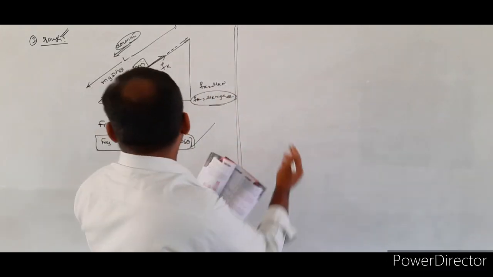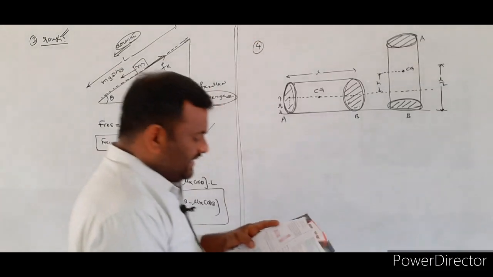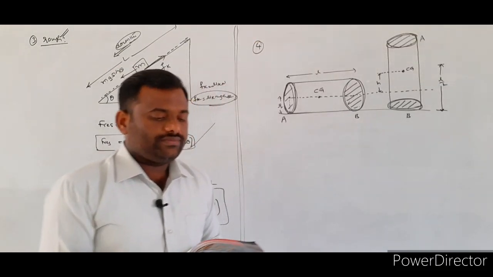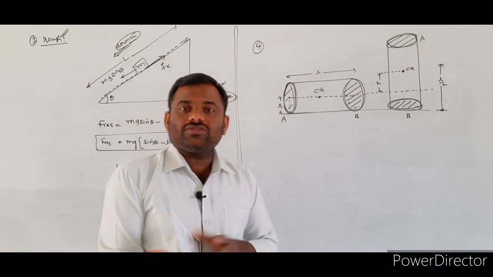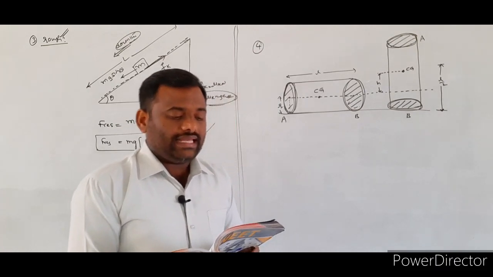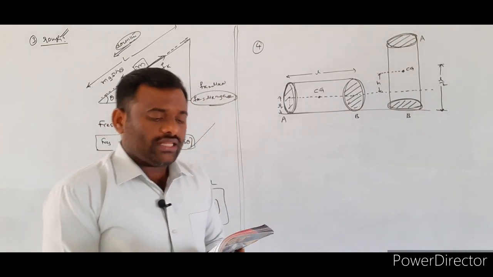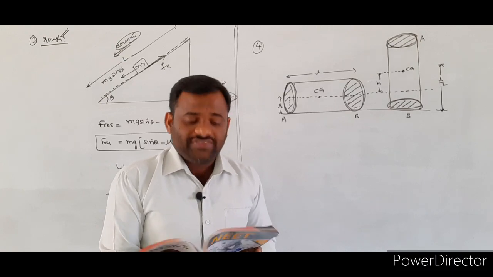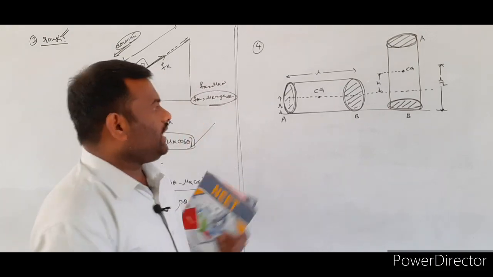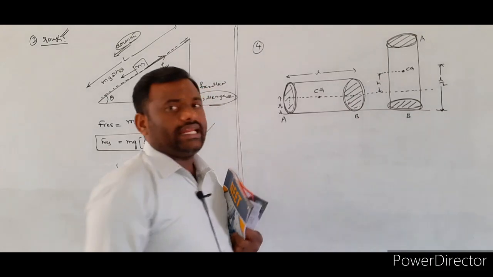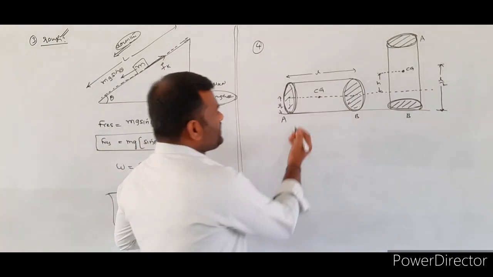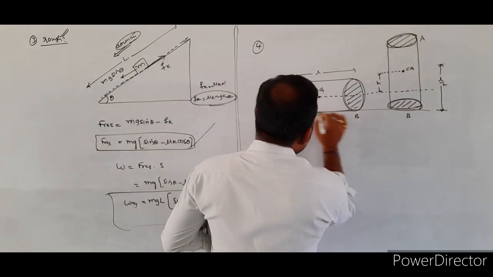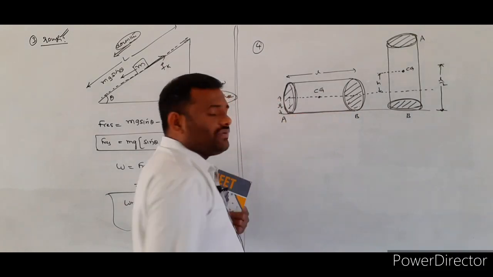Another application they have given, the fourth one. See application number 4. Here they consider a uniform solid cylinder of mass m, length L and radius r lying on the ground with the curved surface in contact with the ground. See here, the same cylinder will be taken in two different cases. In the first case, the curved surface of the cylinder will be in contact with the ground.